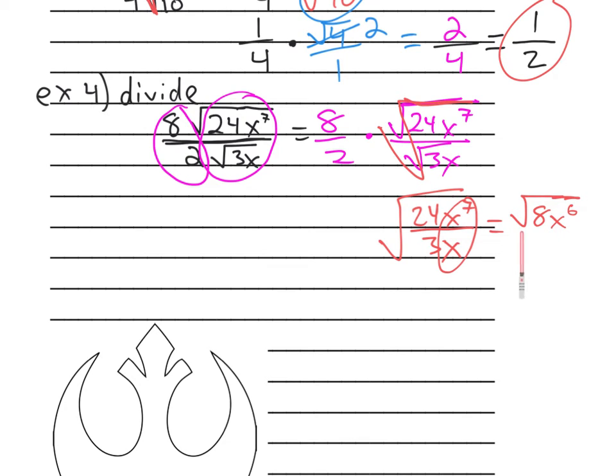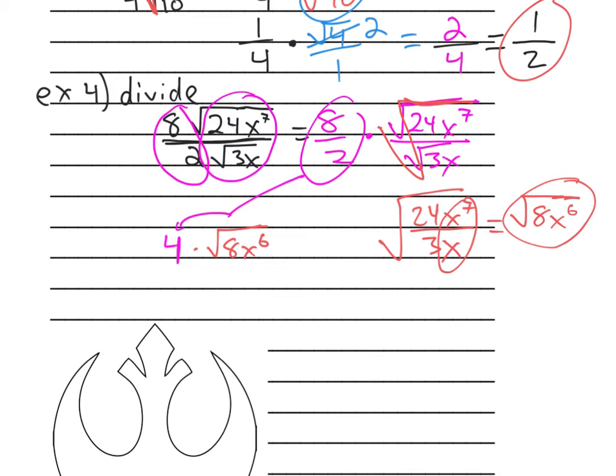Okay, that's the inside, but we're not done yet. Let's go ahead and clean up the outside part that we've separated out. So 8 over 2, this part will be 4. So go ahead and write that down here. 4. And now that's going to be multiplying with this 8x to the 6th that we simplified with the square roots. So the square root of 8x to the 6th.